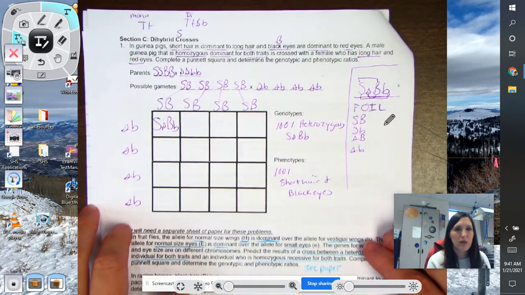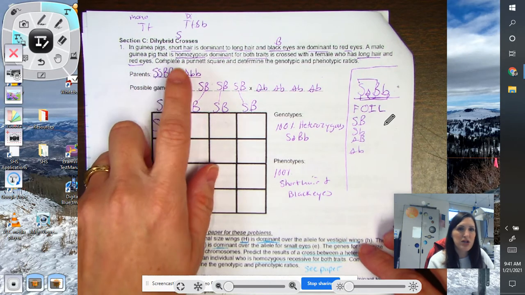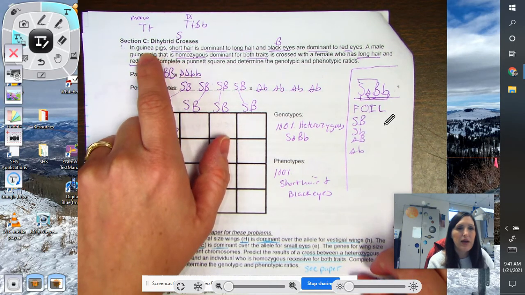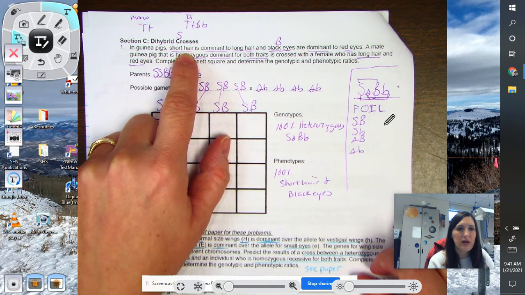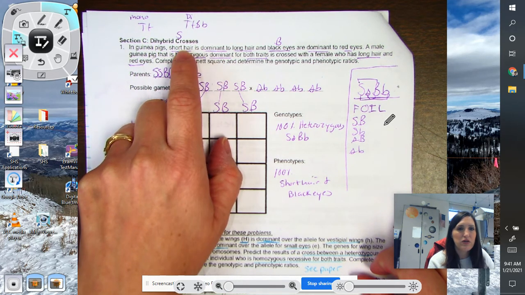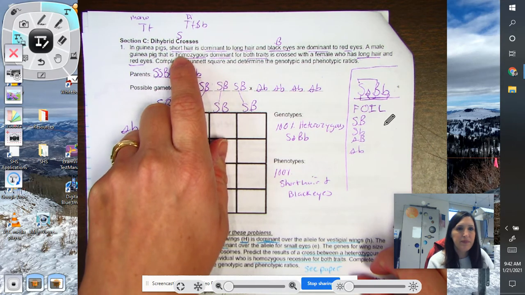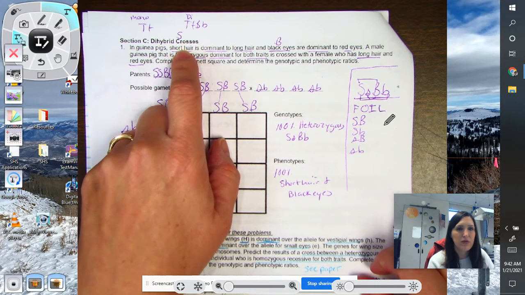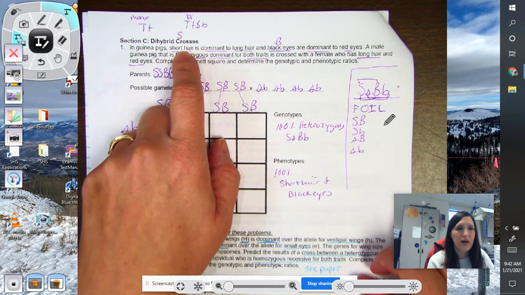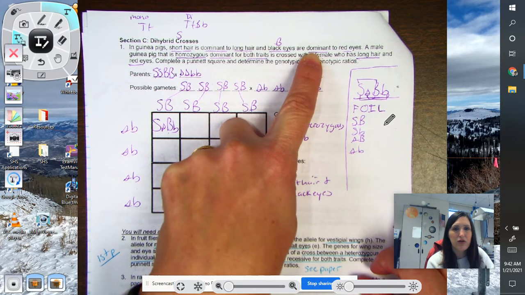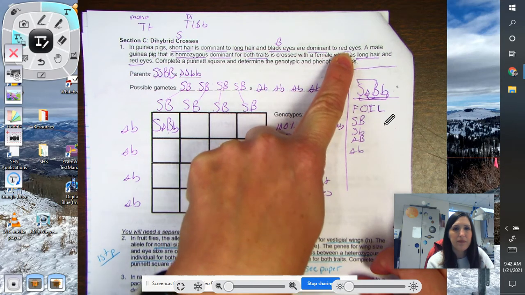Okay, so let's go back to our story here and let's read for information. Remember, underlining is really important as you read these. All right, in guinea pigs, short hair is dominant. So I've underlined short hair is dominant to long hair. And I go ahead and put a capital S for short hair because that reminds me that this is going to get a capital S. And black eyes are dominant to red. So I went ahead and put a capital B for black eyes. Those red eyes will get a little b.